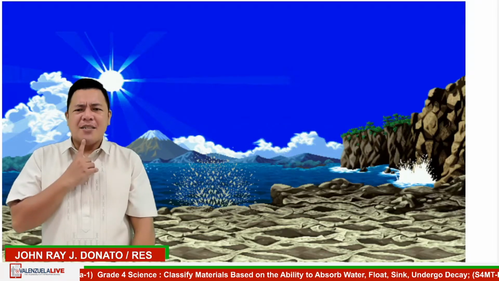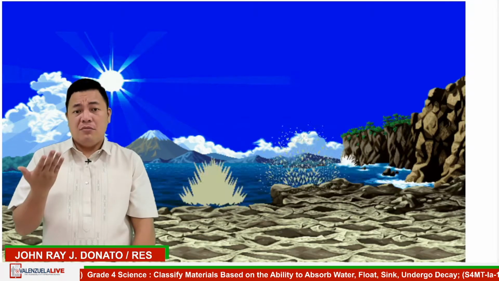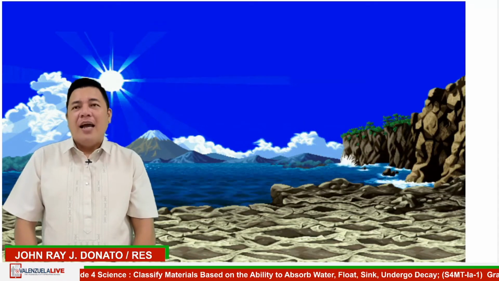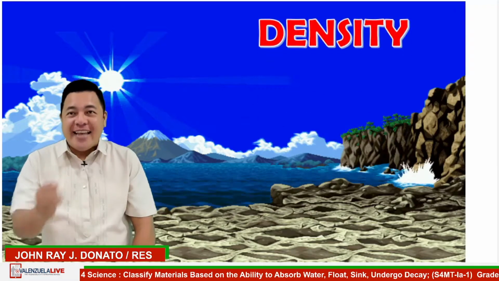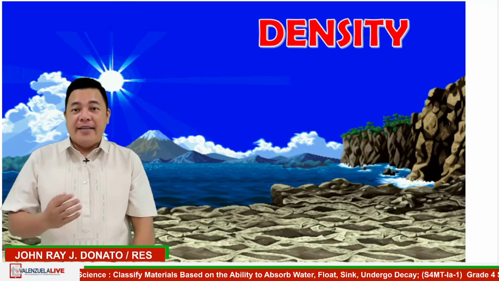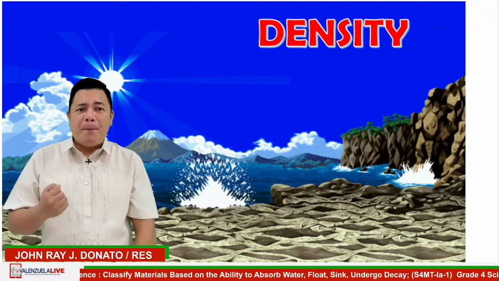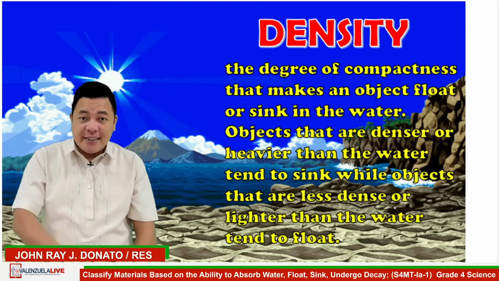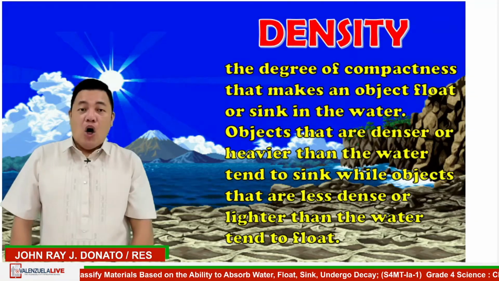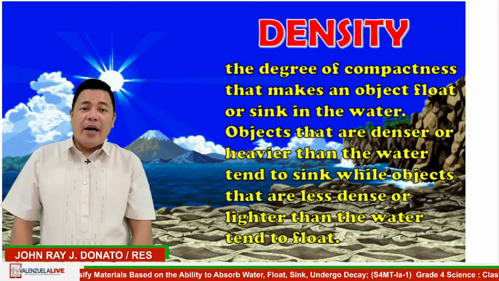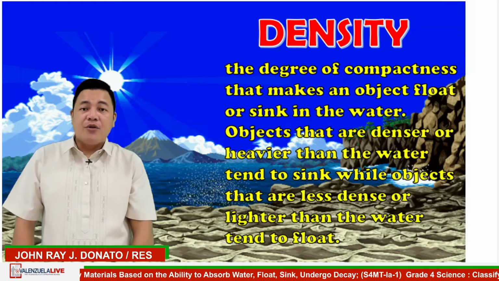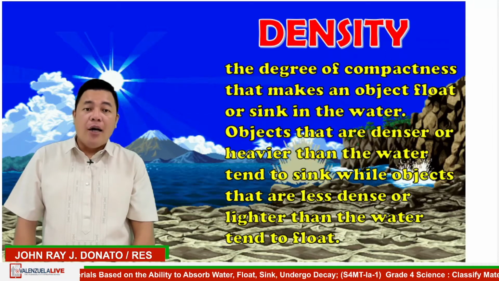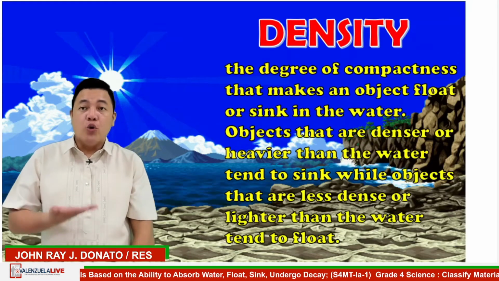What is the reason why some materials float and some materials sink? It's all about density. Density is the degree of compactness that makes an object float or sink in water. Objects that are denser or heavier than the water tend to sink, while objects that are less dense or lighter than the water tend to float.